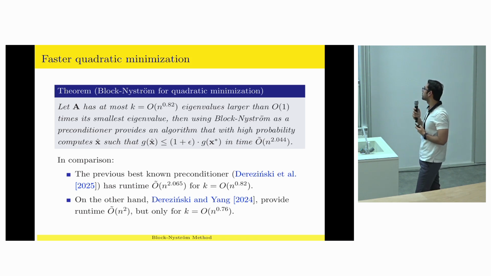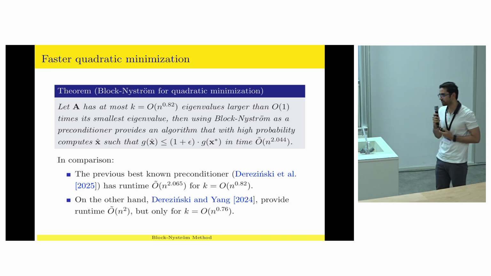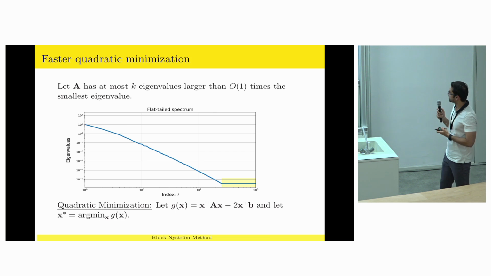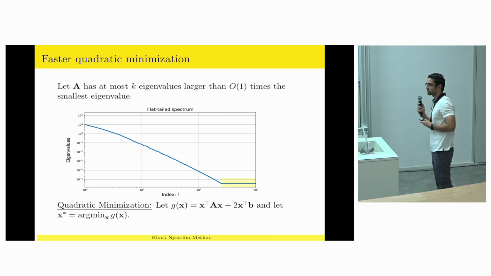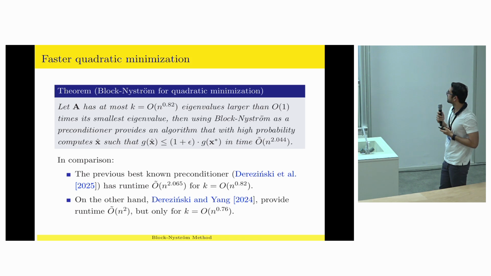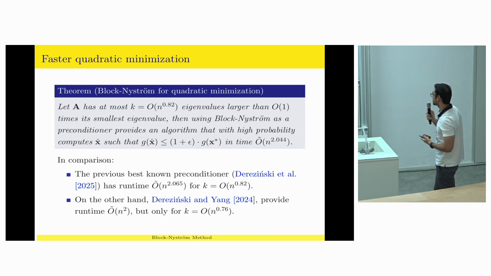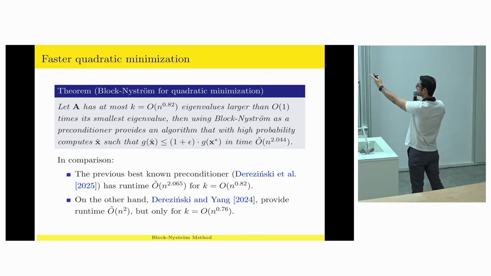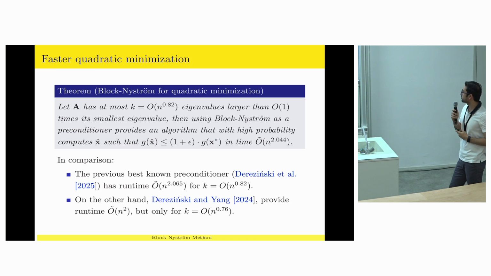This is a theorem that we prove. Suppose A has at most n raised to 0.82 eigenvalues larger than its smallest eigenvalue. So in this figure, this flattening part happens at around n raised to 0.82. Then we can provide an epsilon approximate solution to the quadratic problem in time n raised to 2.044. And how does it compare to the previously existing state of the art? Well, the previously existing work was doing this in n raised to 2.065. So although the improvement is marginal, there is still some improvement.